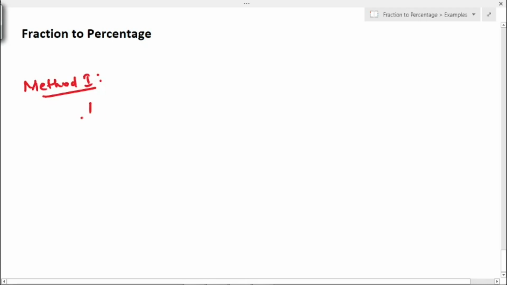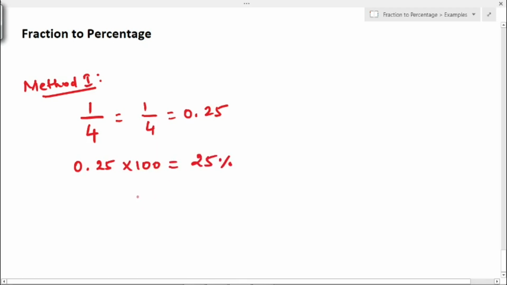for example, we have 1 by 4. So this is the fraction value, and we have to convert this fraction value into percentage value. First we have to divide this 1 by 4 by normal division. If you divide, you will get 0.25. Now we have to multiply this 0.25 by 100. You will get 25%. So the answer is 25%. This is one way of finding the percentage value.